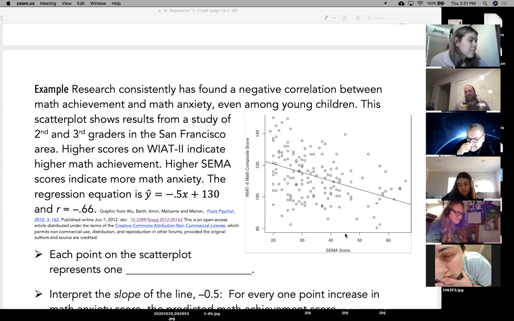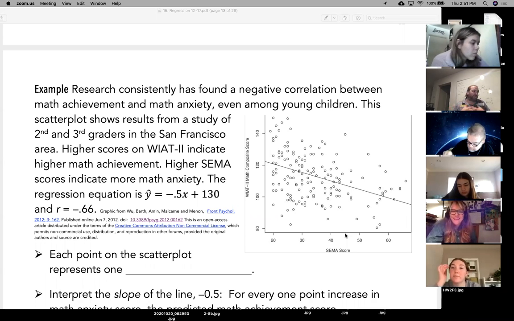Now, that takes a lot of time to do that. So we don't always have the time, but in theory we could. Now, the question is, what does the slope mean, negative 0.5? In the context of this problem, what does negative 0.5 slope represent?